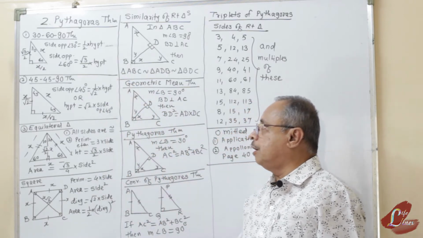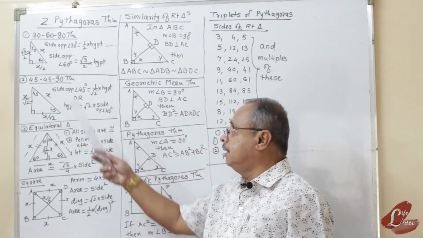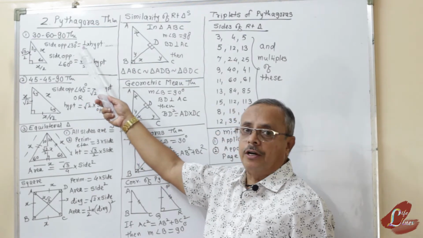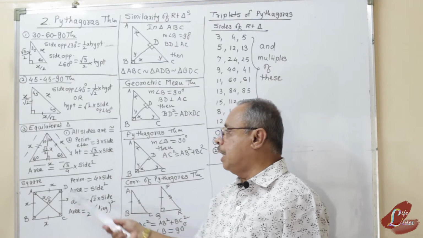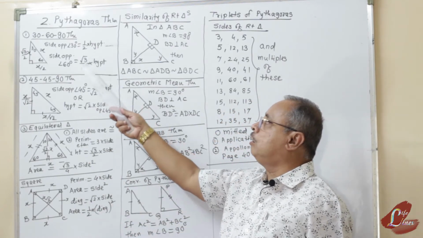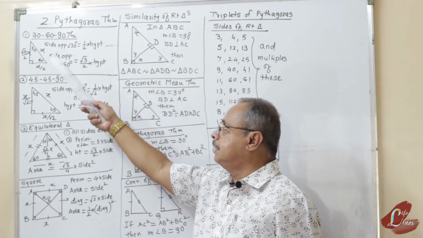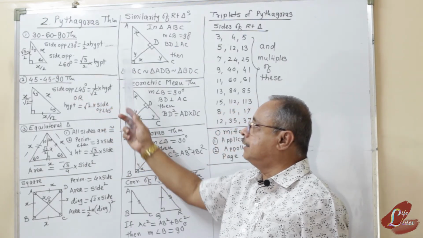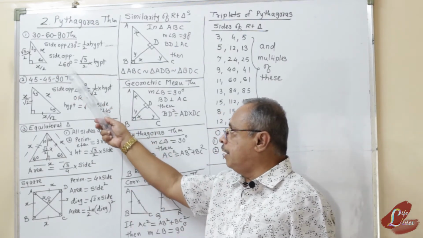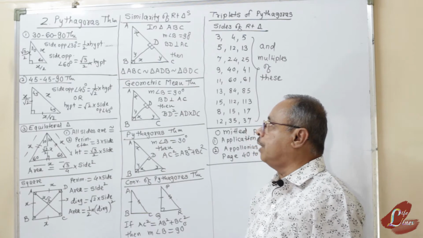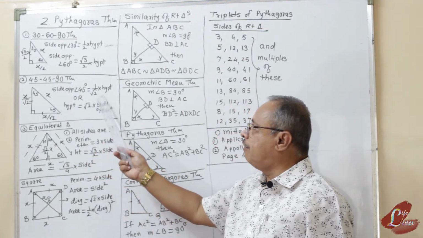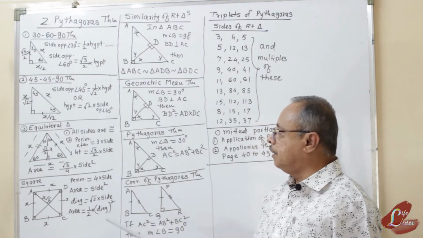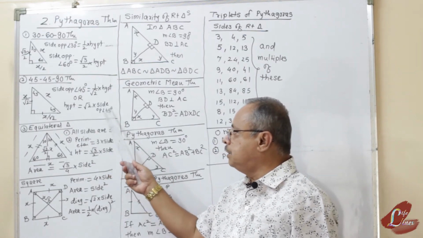In Pythagoras theorem, these are the basic properties: 30, 60, 90. We have already studied in 9th standard most of these properties, and all the basic things are like this. The side opposite to angle 30 degrees is half the hypotenuse, and the side opposite to angle 60 degrees is root 3 upon 2 times its hypotenuse. In 45, 45, 90, the side opposite to angle 45 is 1 upon root 2 times the hypotenuse. Hypotenuse is root 2 times the side.